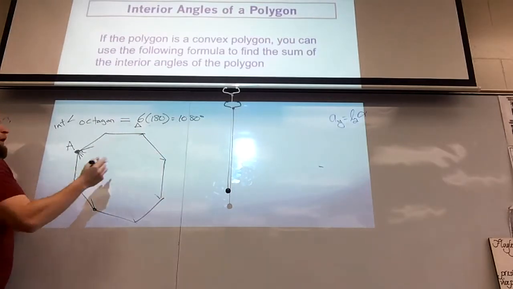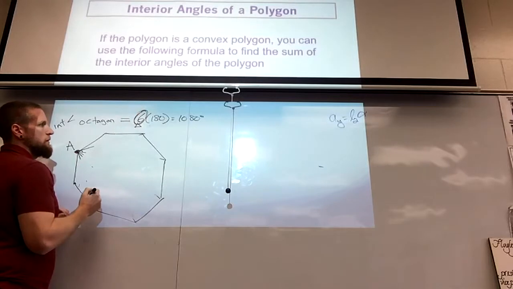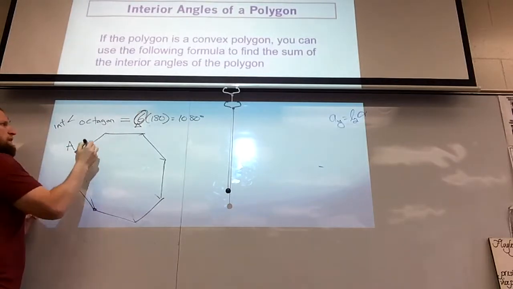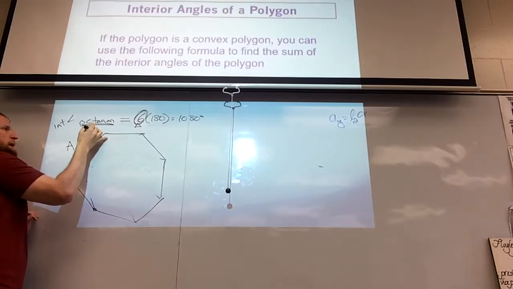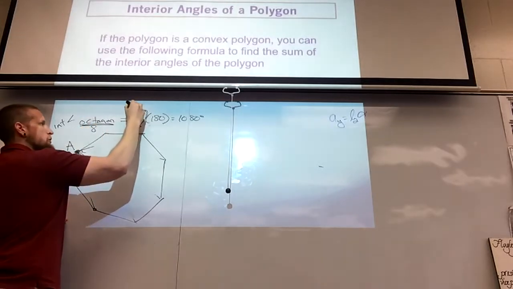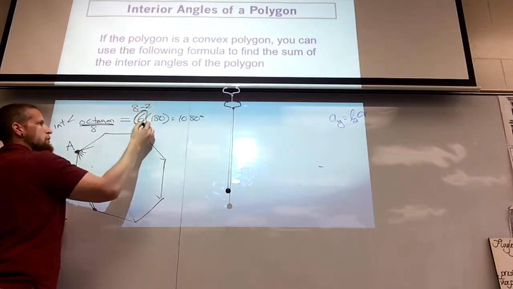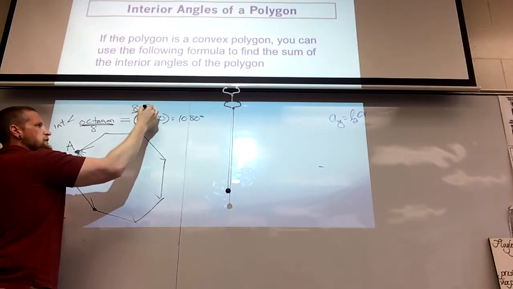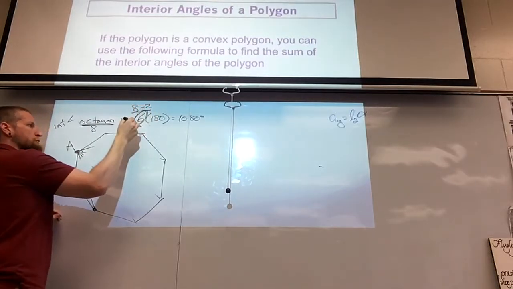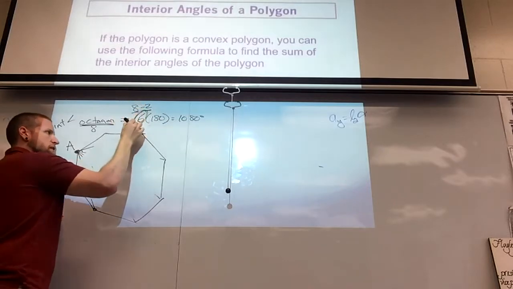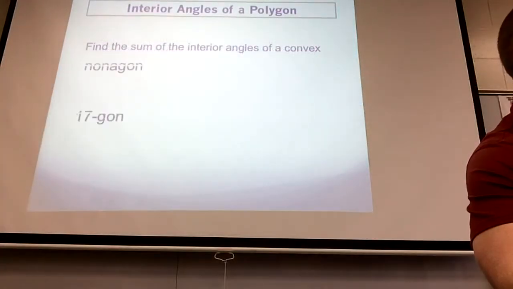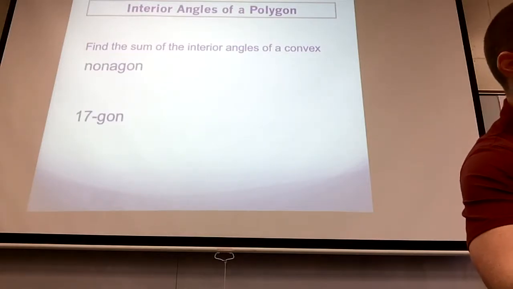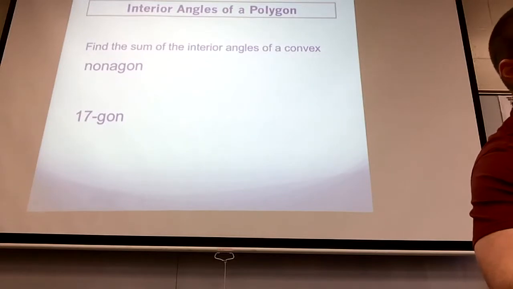Okay? Now, the way you get this number is you always take the number of sides that the shape is made up of. An octagon is made up of 8 sides. So you do 8 minus 2. So you're always taking the number of sides and subtracting 2 from it to get the number of triangles. And you take the number of triangles and multiply it by 180. So a basic problem would just be, they'll say, find the sum of the interior angles of, and it has to be a convex polygon.